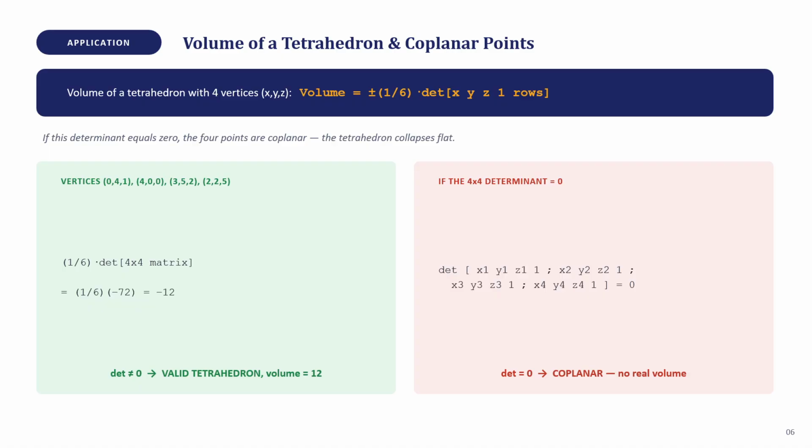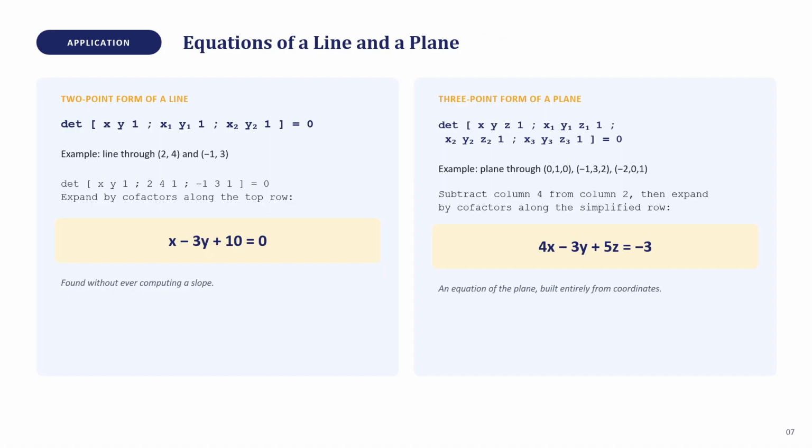Okay. If you also find the third determinant for coplanar points, as you can see, the determinant here is equal to 0, which means the coplanar points have no real volume. So let's proceed. Equation of a line. 2 points form a line. For example, x, y, 1, x sub 1, y sub 1, 1, and x sub 2, y sub 2, 1 is equal to 0.